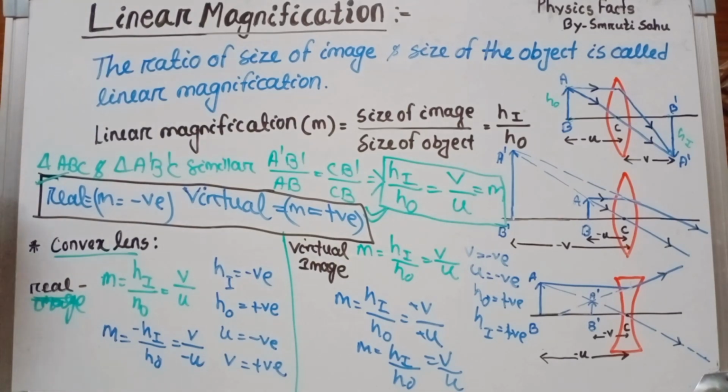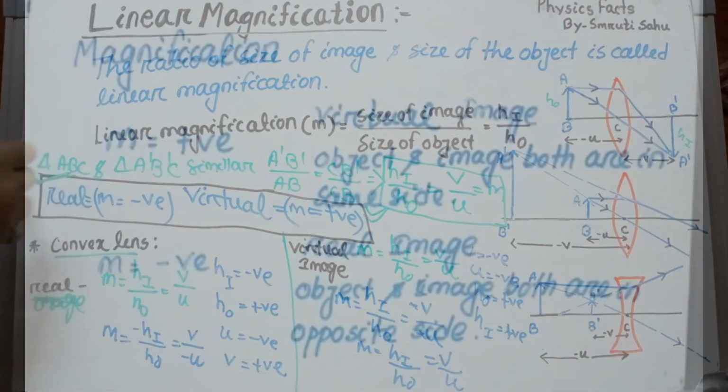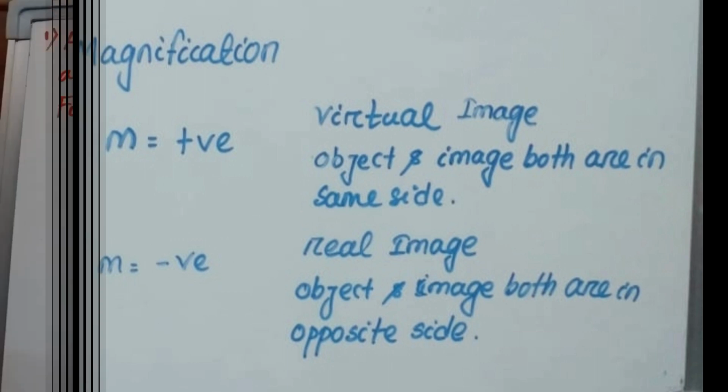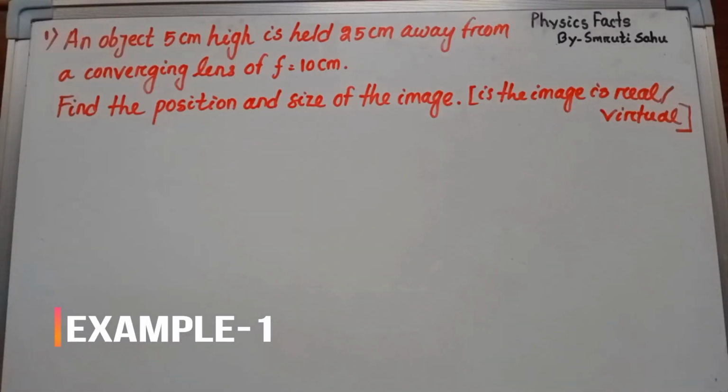I think you are clear about this formula. If your magnification is positive, then we get a virtual image, and object and image both lie on the same side. If magnification is negative, we get a real image, and in this case the image produced is on the opposite side of the object. Now go to example 1.